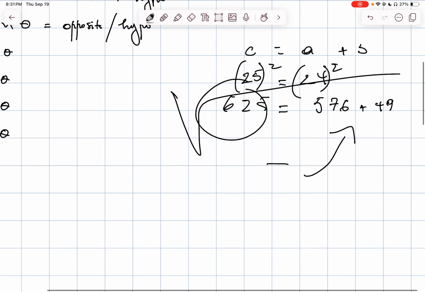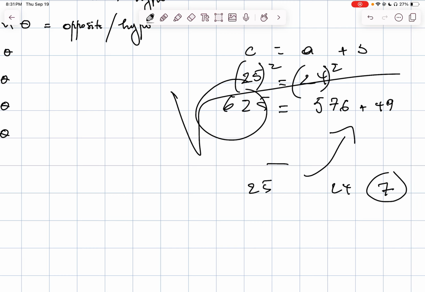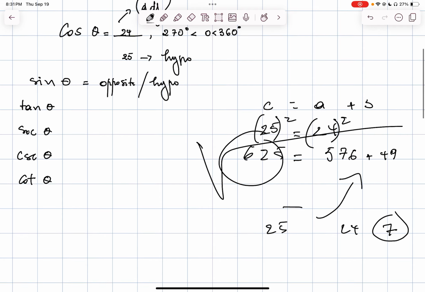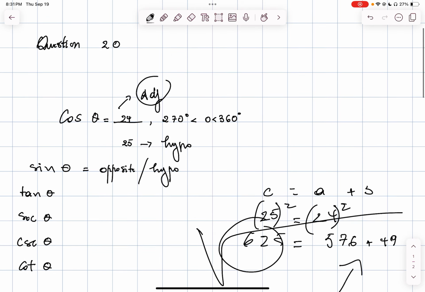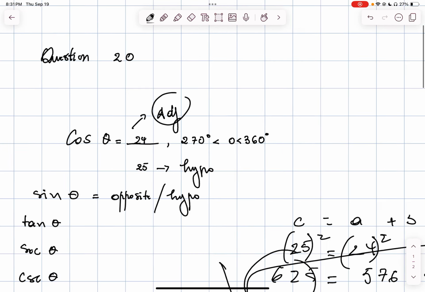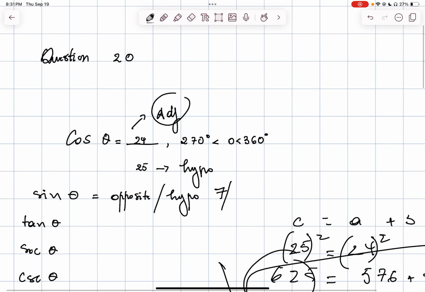So C will be equal to 25, A will be equal to 24, and B will be equal to 7. There you go. So 7 it will be. So right now we can go back to the formula where you have this sine. It's going to be the opposite over the hypotenuse. So we already know that the opposite will be equal to 7, and the hypotenuse will be equal to 25.